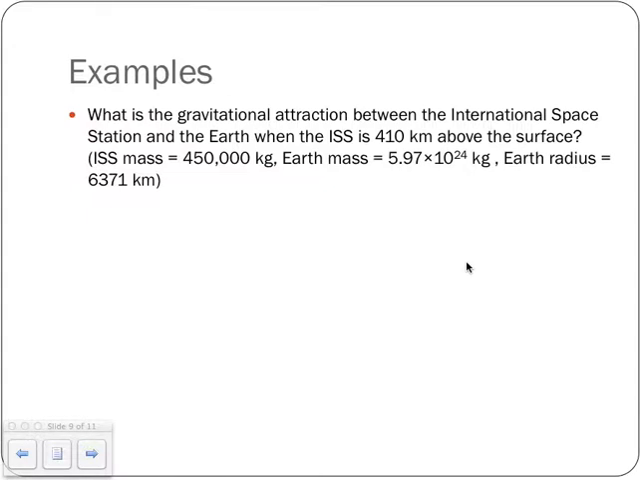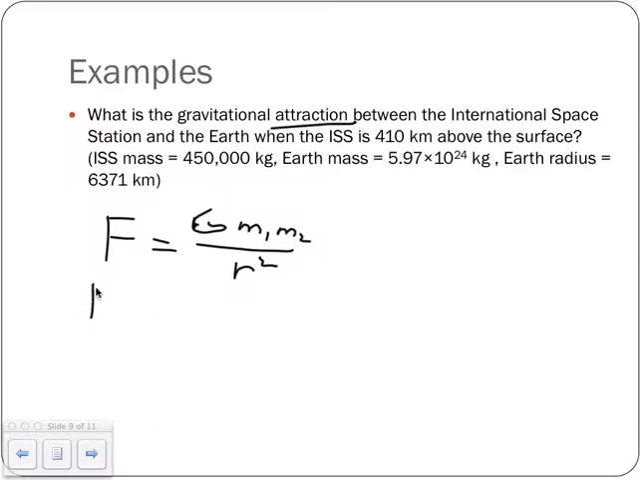So, starting off with our law of universal gravitation, the force of gravity is equal to big G times m1 times m2 over the distance between their centers squared. All right, so starting off with that, we want to know what the gravitational attraction is. That's going to be our force.